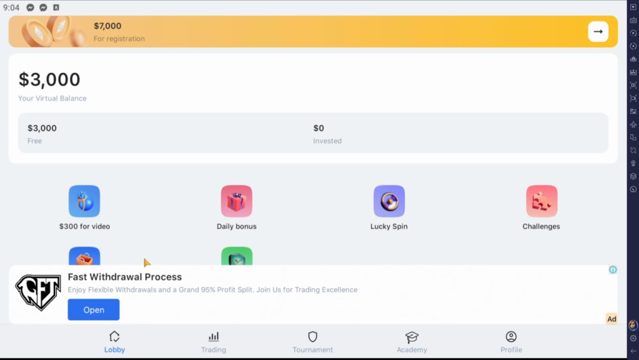So if there are people luring you in and telling you that you'll be able to get money from this particular app, just go ahead and leave those type of people, as they're just going to scam you.